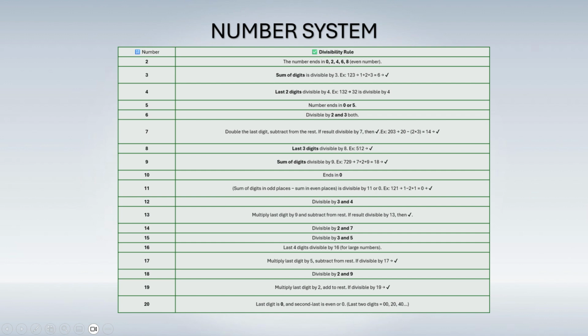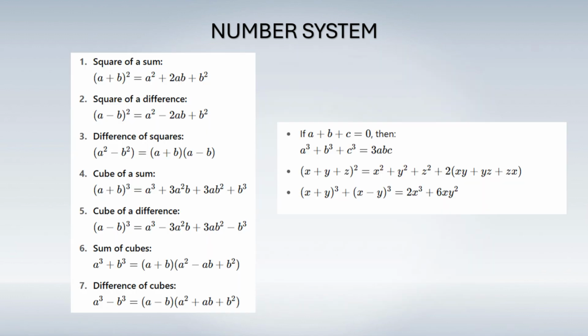Similarly, if you observe the screen, you can find the divisibility rules for the numbers starting from 2 to 20, and you can easily understand it. So just take 5 minutes and pause the screen and just have a look at it. Here are the equations related to algebra. It is very important to memorize these equations for easy and fast calculations. And I know everyone knows these equations, but just take 2 minutes to memorize.